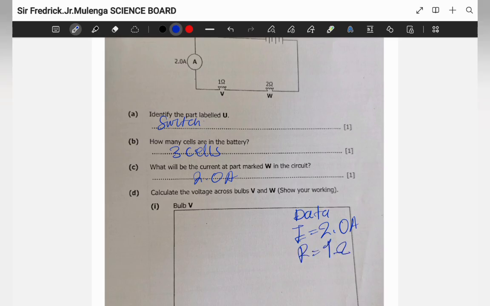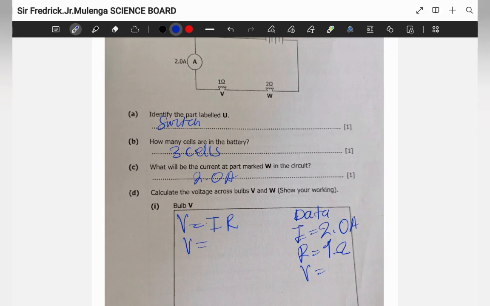Okay, what are we looking for? We are looking for voltage. So we write the formula: voltage is equal to IR. Because the question has specified that you show your work, that's why I'm doing this. Equally, when you are doing this in your exam, you show how you solved your question.